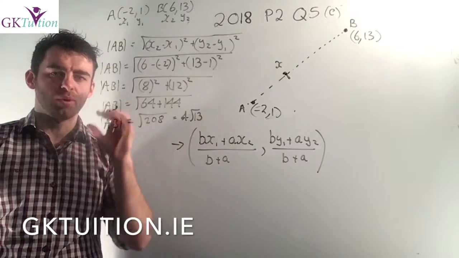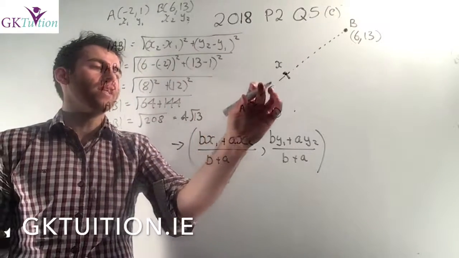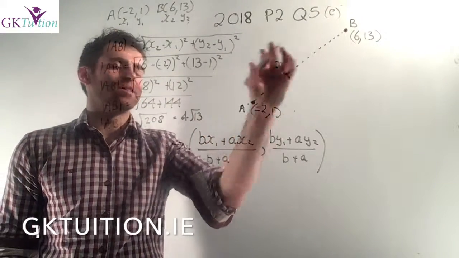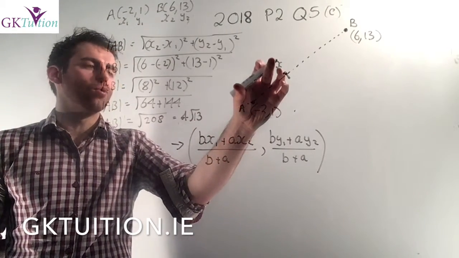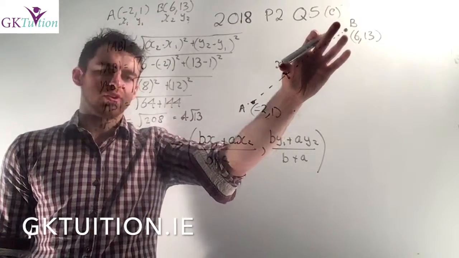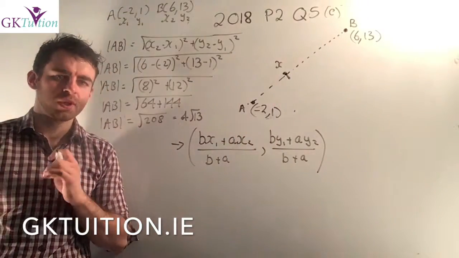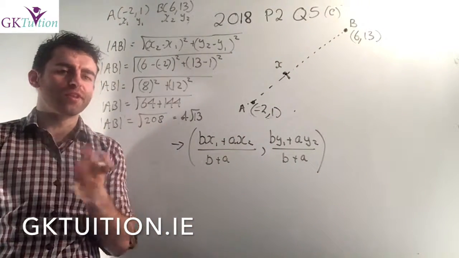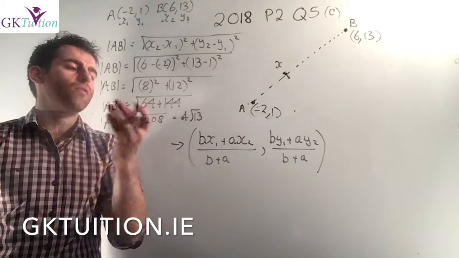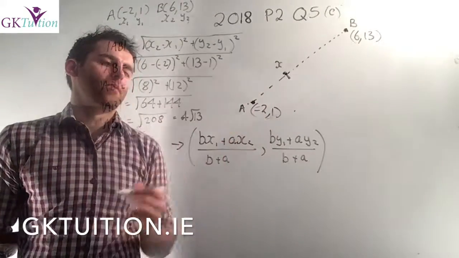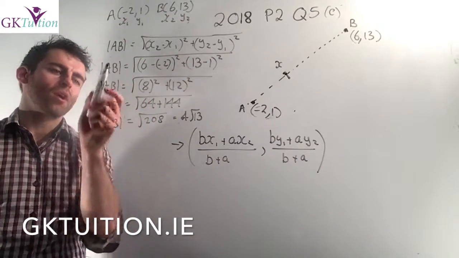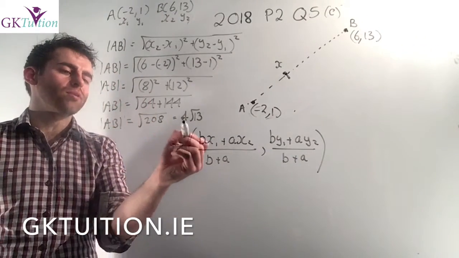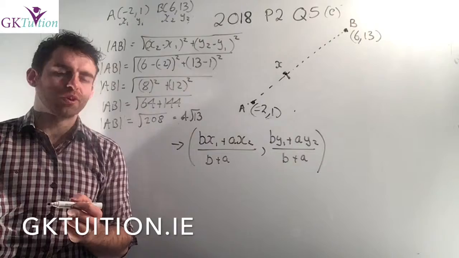Now think of the proportions here. They told me that the radius of S is 1/3 the radius of T. In other words, this is 1/4 of the total distance and this is 3/4 of the total distance. So the first thing I've tried to do is find the distance from A to B. The easiest way to do that is just use your distance formula from your log tables. I worked out the distance from A to B is 4√13.